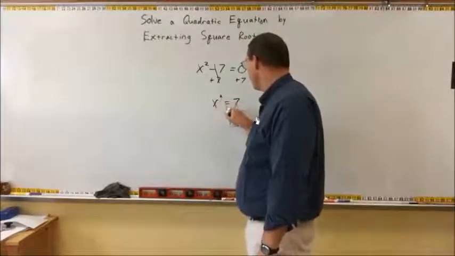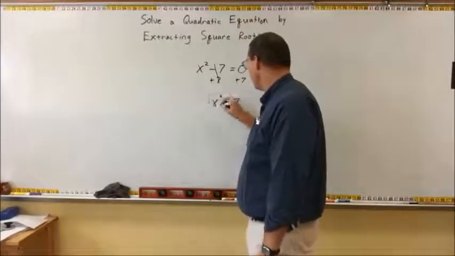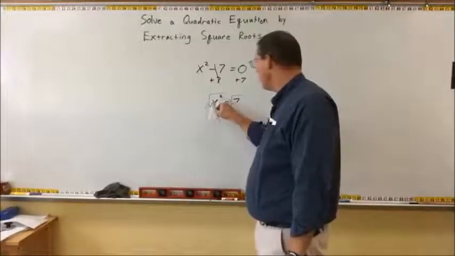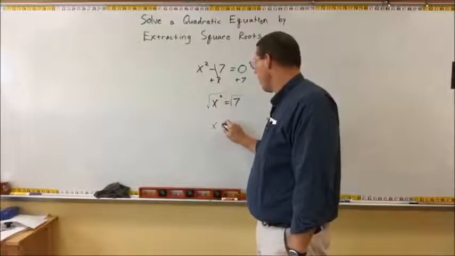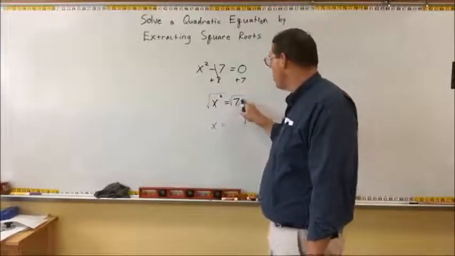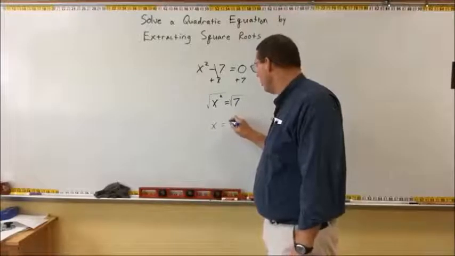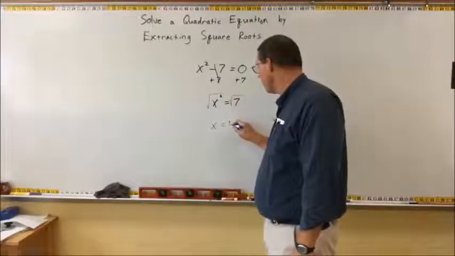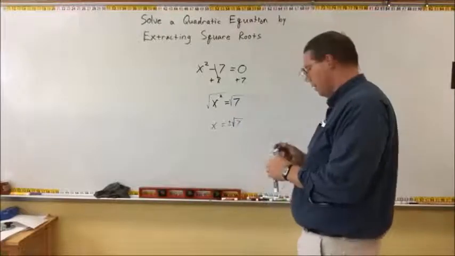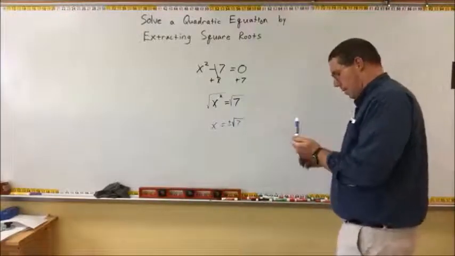We have x squared is equal to 7. Take the square root of both sides, and you get, well, the square root of x squared is x. Now on the other side, when we take the square root of a number, we need to say either plus or minus that number, plus or minus the square root of 7. Let me show you why.